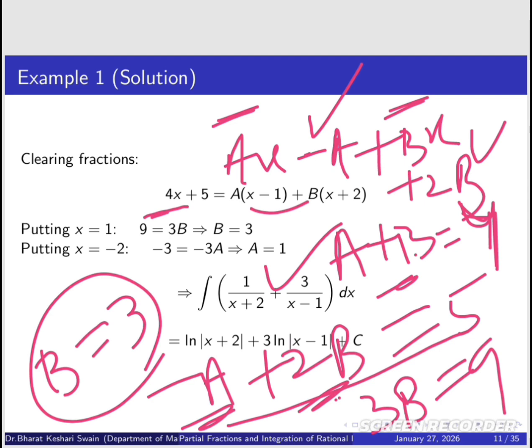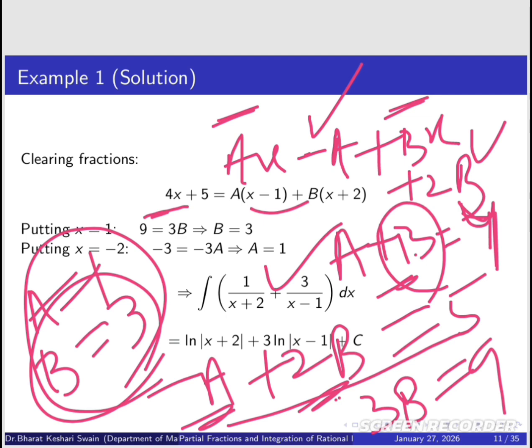Okay, and again solve for a: cancel b, and just put the value of b here. B equal to 3, put the value of b here, so you can find a equal to 1. Okay, so this is another method to find the values of a and b. So whichever is easy for you, you just adopt it.